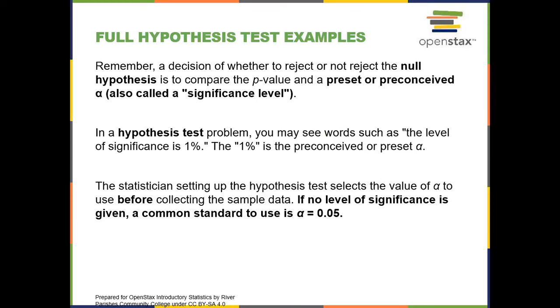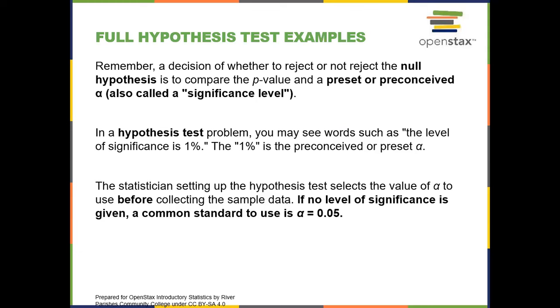Remember, a decision of whether to reject or not reject the null hypothesis is to compare the p-value and a preset or preconceived alpha, also called a significance level. In a hypothesis test problem, you may see words such as the level of significance is 1%. The 1% is a preconceived or preset alpha. When alpha is 1%, that means it's 0.01.